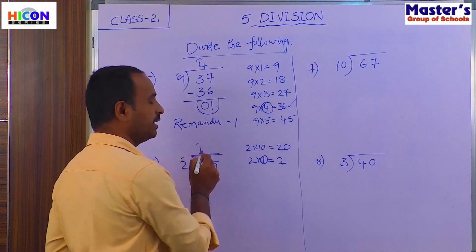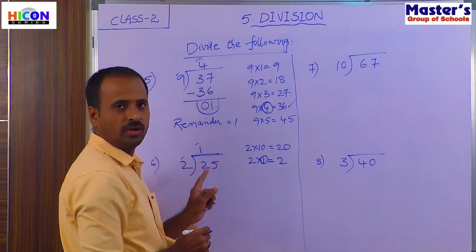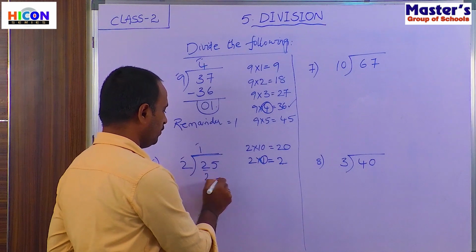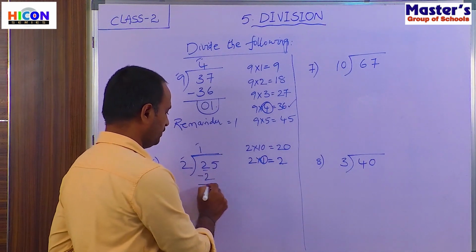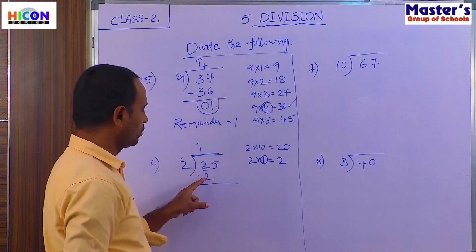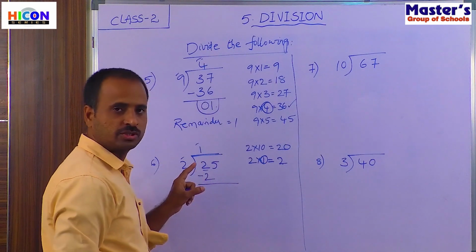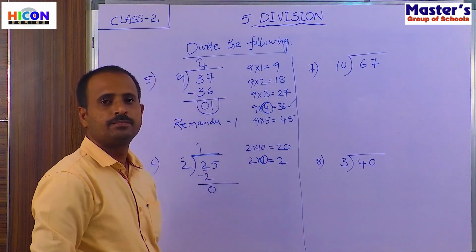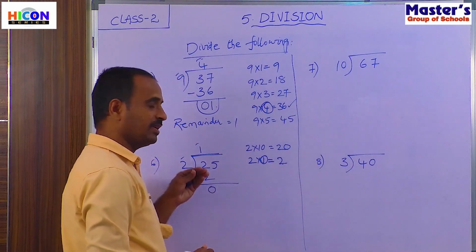And multiply these two numbers. That is 2 into 1. 2 ones are 2. So write the product below the first digit and subtract. So if you subtract 2 from 2, that is 2 minus 2, children, how much will you get? 2 minus 2 is 0.